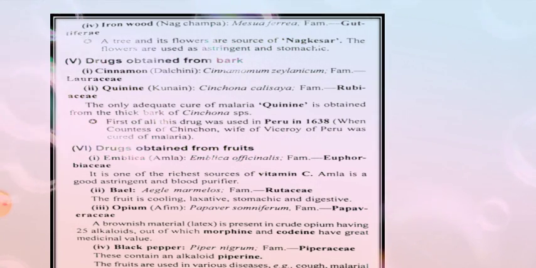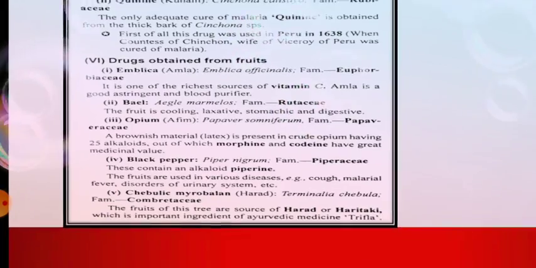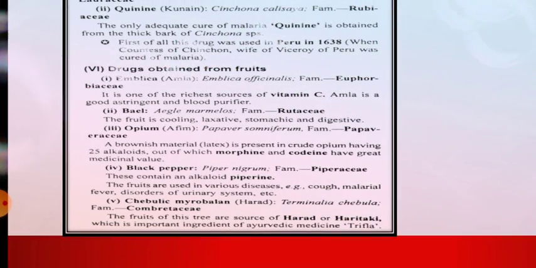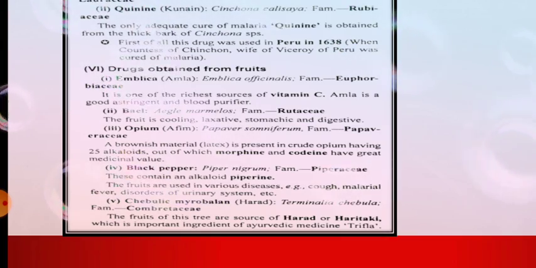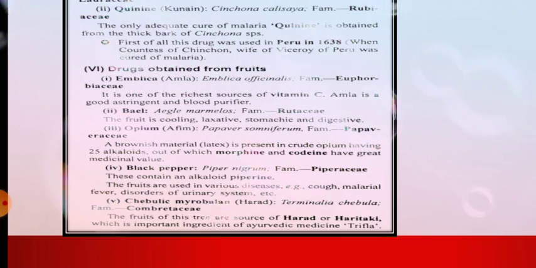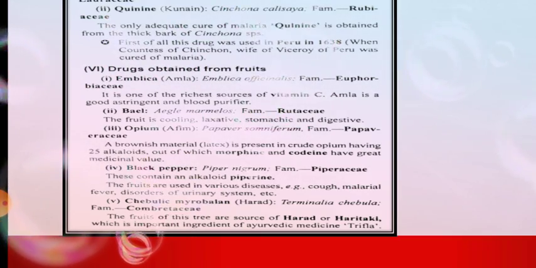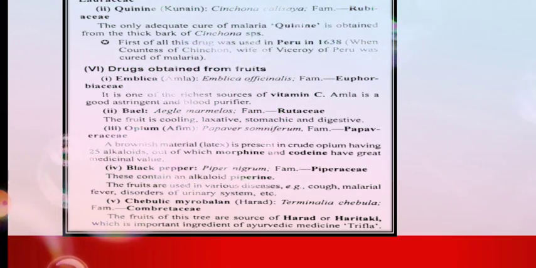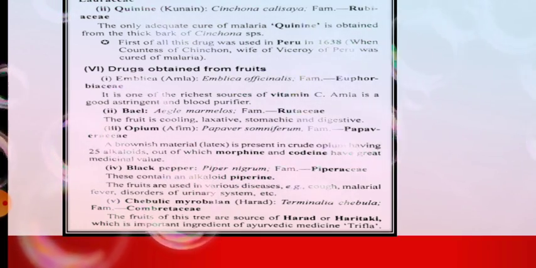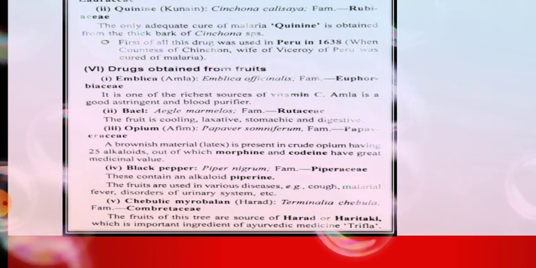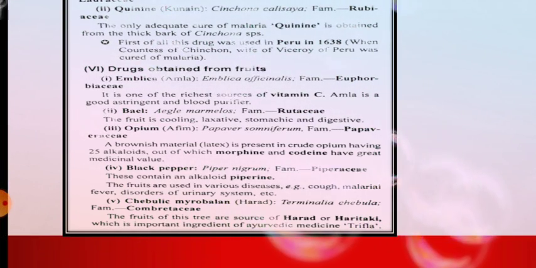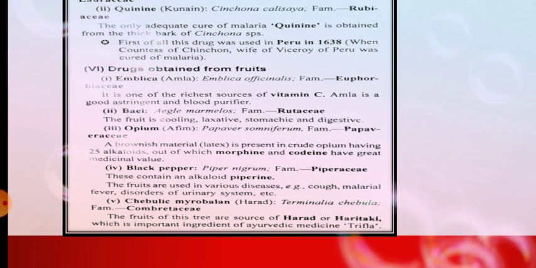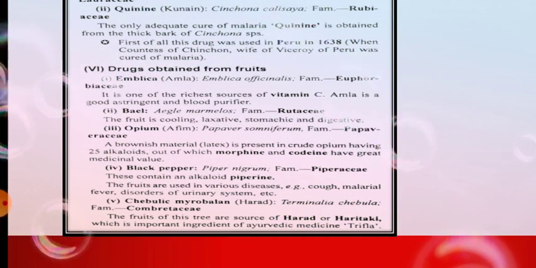Then drugs obtained from the fruits. Some fruits are highly rich in vitamin C, that is the amalaki or amla, which we use in our daily habits as directly unripened fruit, and we also eat it in dried condition. Its scientific name is Emblica officinalis, and it belongs to the family Euphorbiaceae. It is a good source of vitamin C, and amla is a good astringent and blood purifier. So amla is a good blood purifier, rich in vitamin C, and used as an astringent.